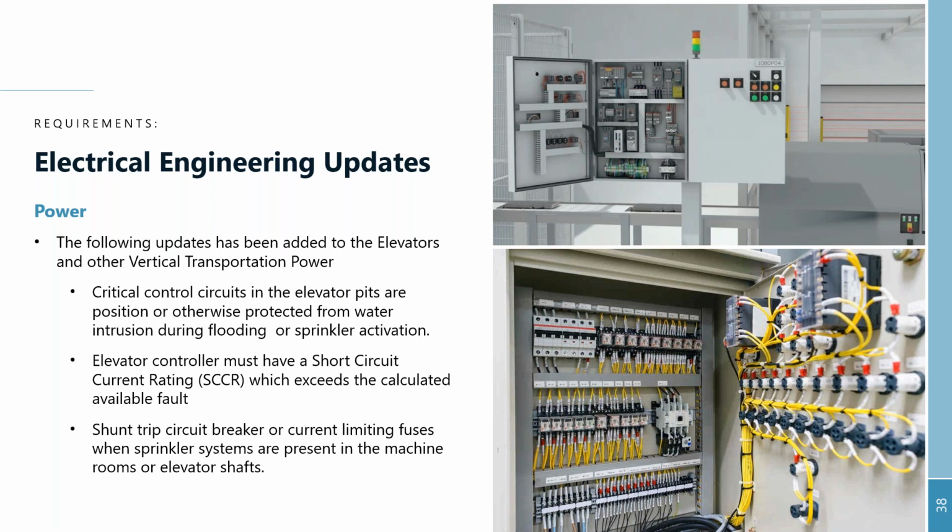So the existing manufacturers right now went from a minimum of 5,000 amps on their controllers to 10,000 amps, which helps. But there might be situations where your elevator control room is very close to the service, and your calculated short circuit is going to exceed the short circuit current rating of these panels. The moment you see that, make sure that you coordinate with the respective parties and make sure that the short circuit current rating of the controllers is upsized to whatever needs to be. Shunt trip circuit breakers or current limiting fuses have to be provided when sprinkler systems are present in the machine rooms and elevator shafts.